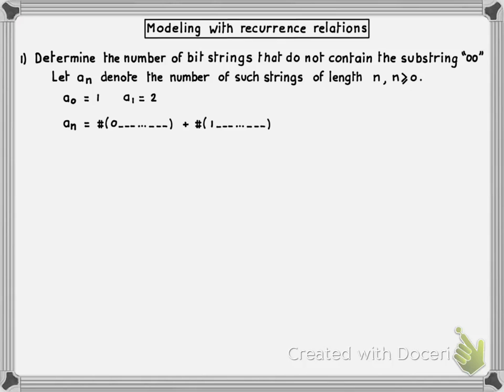So let's read this in English. The total number of strings of length n that satisfy this constraint is the sum of the total number of strings of size n that start with 0 and that have this property, plus the total number of strings of length n that start with 1 and also have this property. That's just the sum rule.